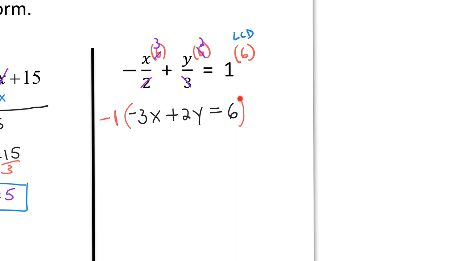Now notice what I did with the parentheses. The whole equation is inside the parentheses. So you distribute the negative 1, distribute, and distribute. When you multiply negative 1 times negative 3, that's positive 3x. Negative 1 times positive 2, that's negative 2y. And on the other side, negative 1 times 6 is negative 6. And that's it. You have the answer.